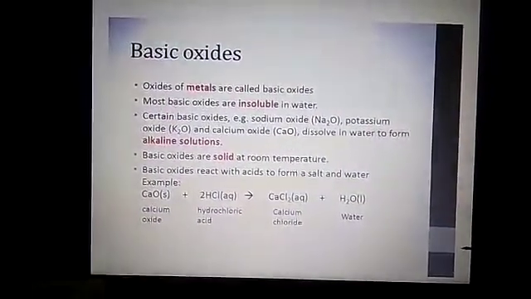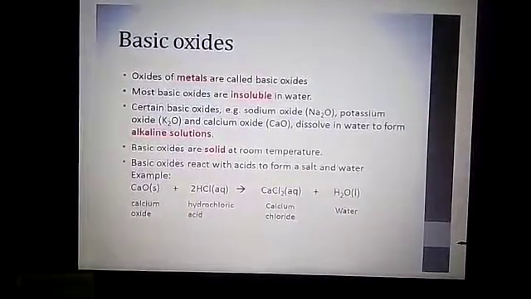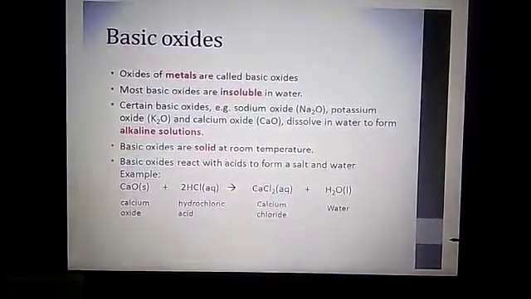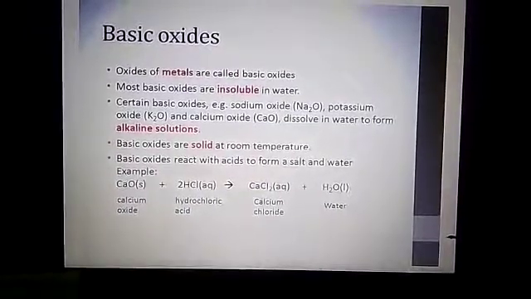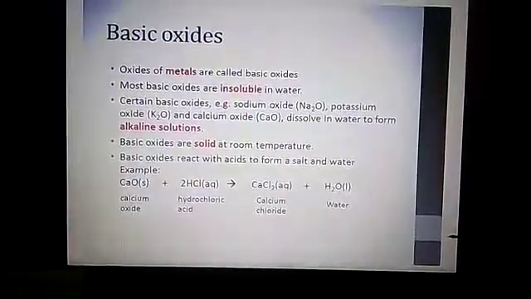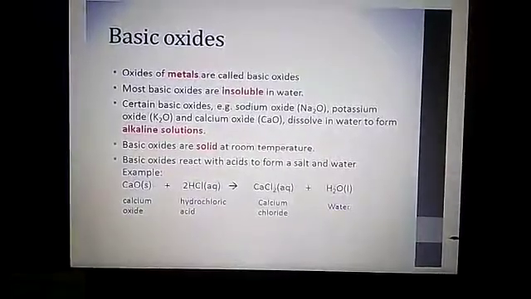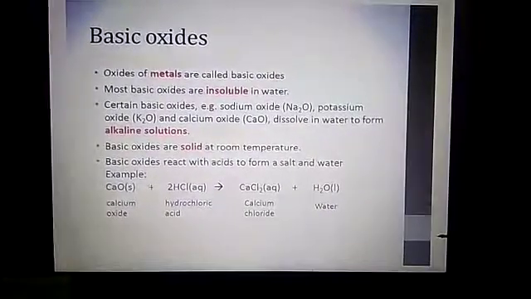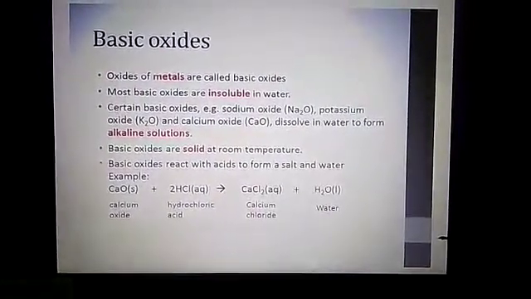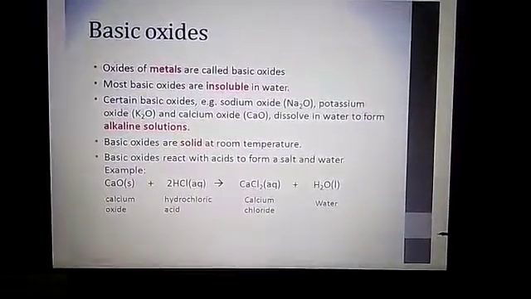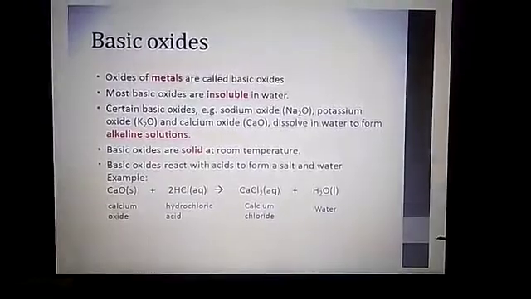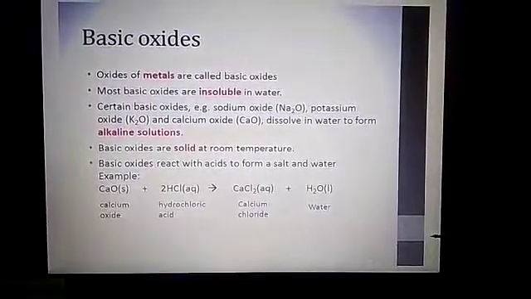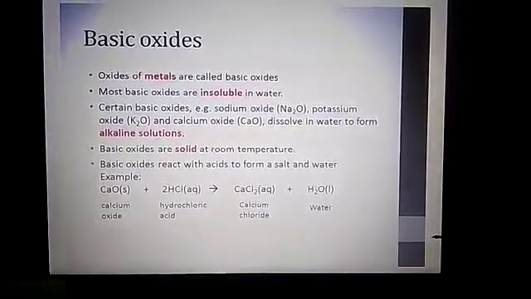Next, basic oxides. What are basic oxides? Oxides of metals are called basic oxides. Most basic oxides are insoluble in water. So certain basic oxides, for example sodium oxide, potassium oxide and calcium oxide, dissolve in water to form alkaline solutions. So basic oxides are solid at room temperature. Basic oxides react with acids to form salt and water.